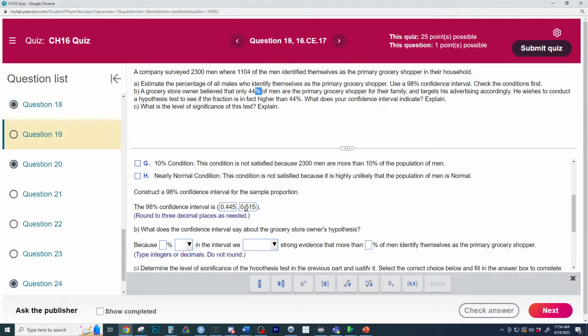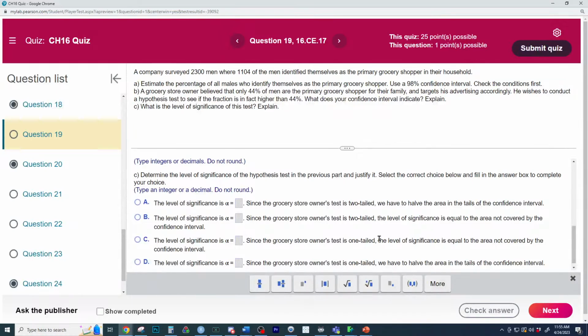So when you look at your confidence interval and think about whether you believe 44% or not, we don't believe it, right? Because 44% is not in the interval, we have evidence that the proportion is more than 44%. Now, they get into something right here. They want to see if it's greater than. Right here, let's double check.